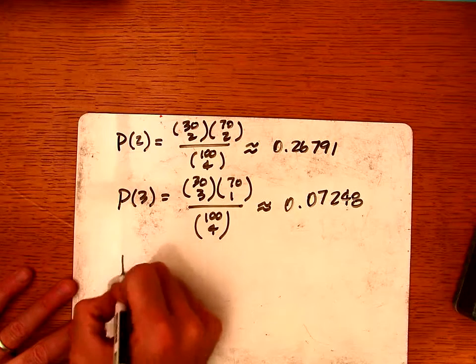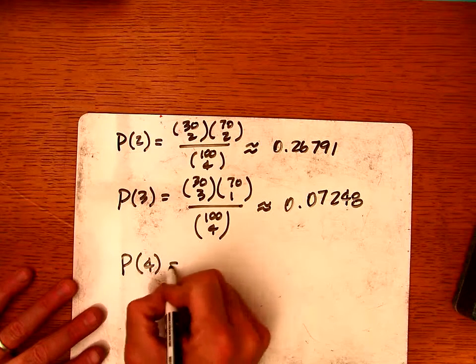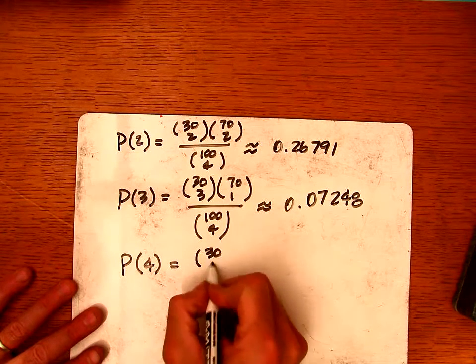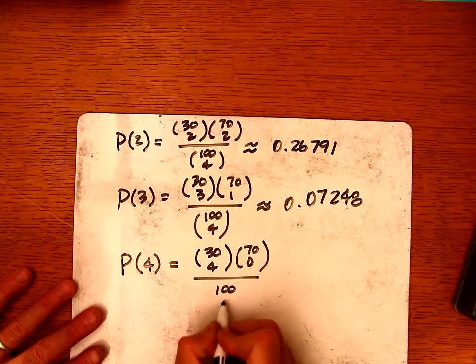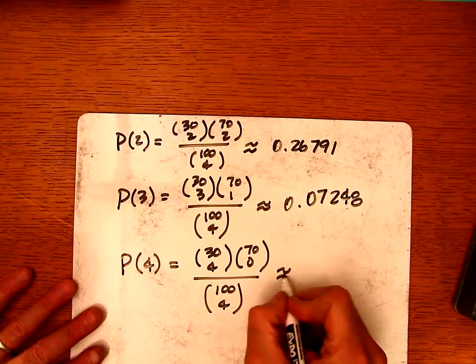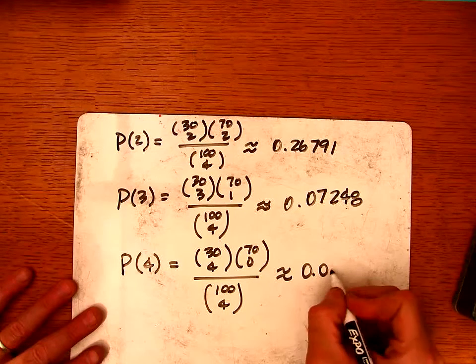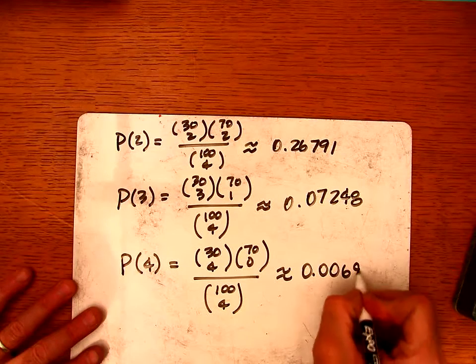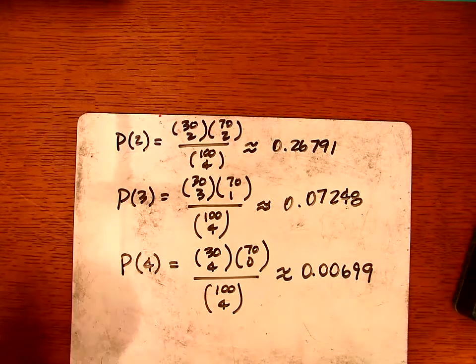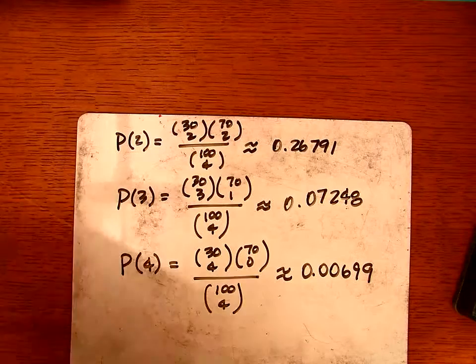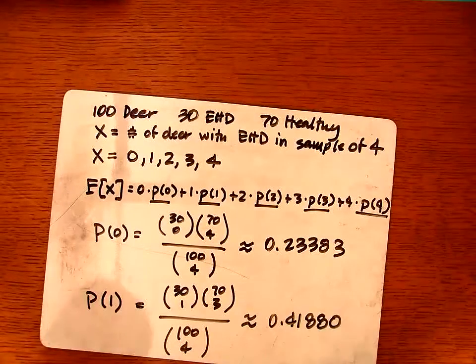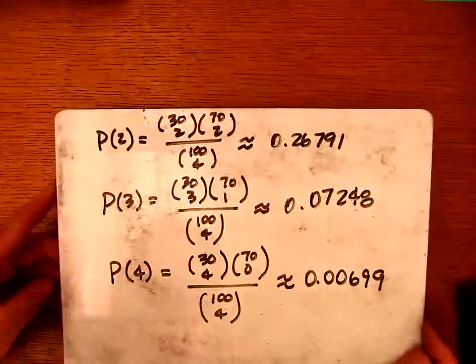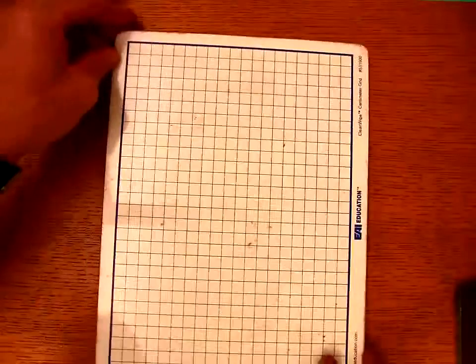That comes to 0.07248. And the probability that we get 4 deer in our sample would be 30 choose 4, 70 choose 0, all over 100 choose 4. And that one would be 0.00699. So compiling that all together, we're going to get the probability distribution function.